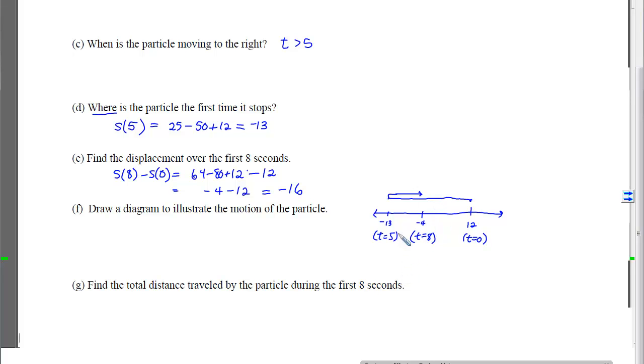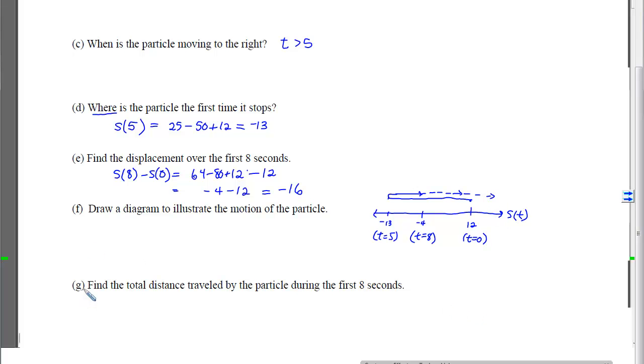Time is negative 4. So here's a diagram that would illustrate the motion of the particle. So I would do S of t here, and we're going to keep moving to the left, or to the right, excuse me, for the rest of the time.